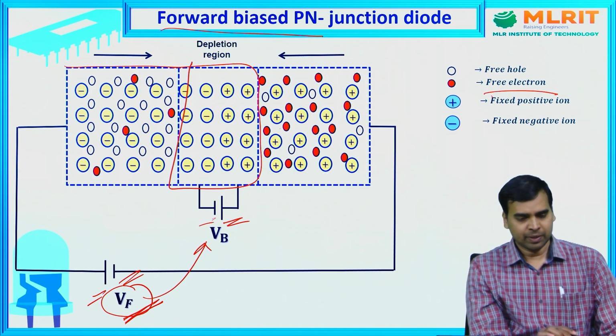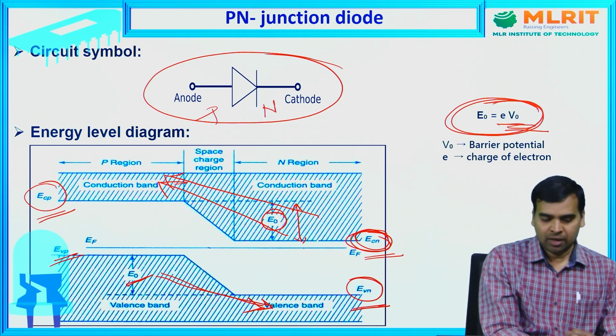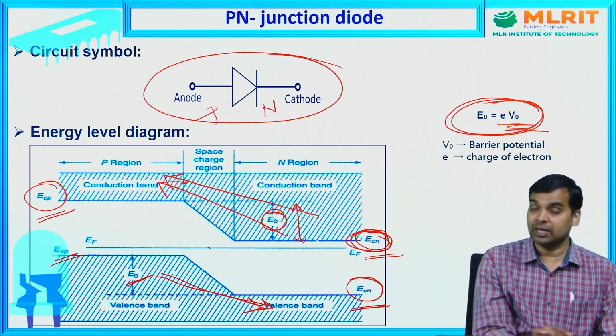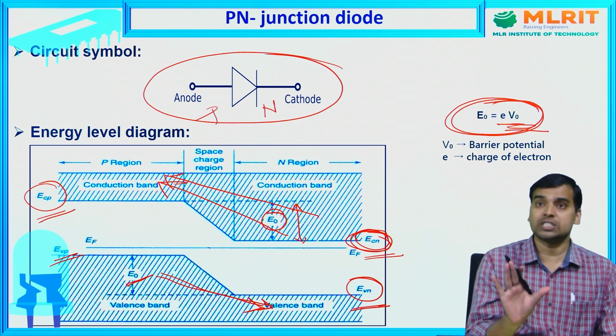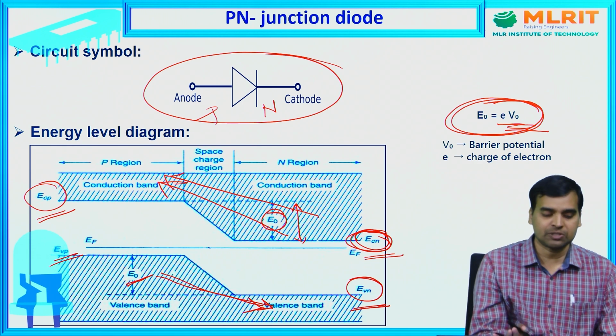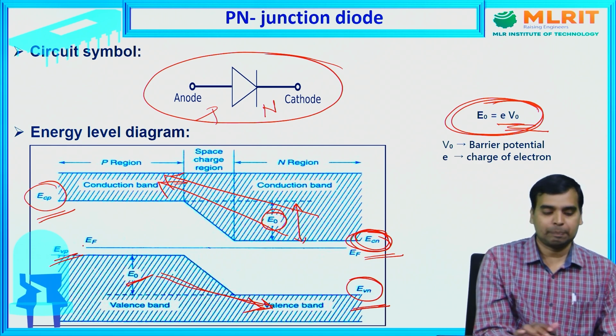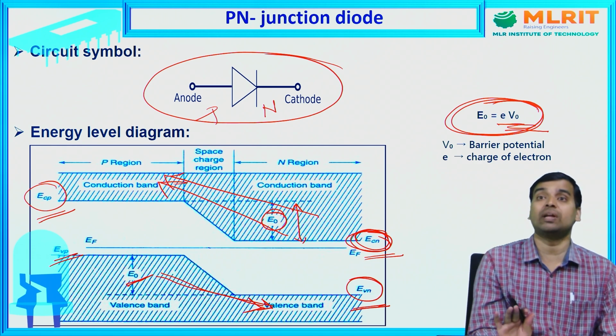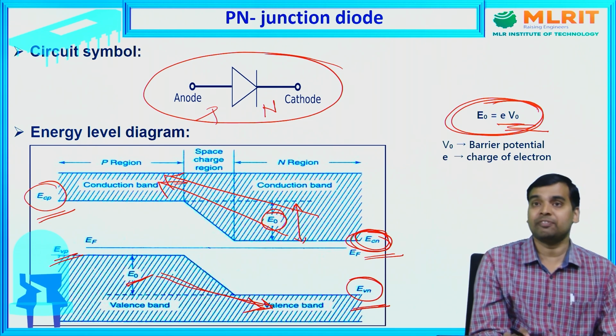Whenever E_VP is shifted downwards and E_CN is shifted upwards, their Fermi levels are also going to be shifted. And one thing, let me show the energy level diagram. This is the energy level diagram of a PN junction diode. Once the PN junction diode is formed, both the p-type and n-type Fermi levels get equal energy.